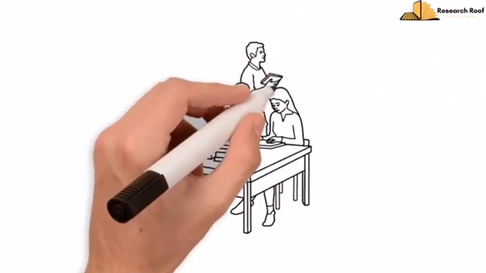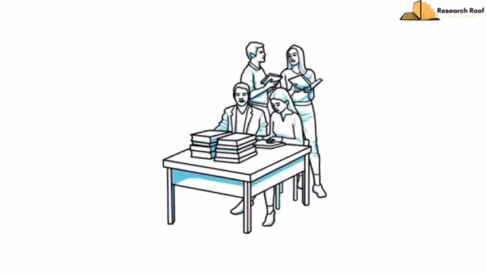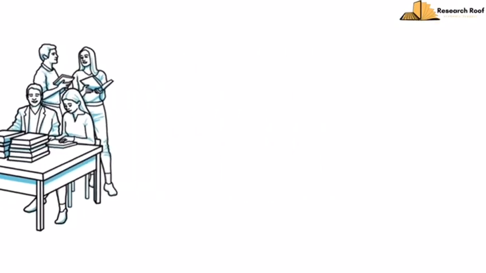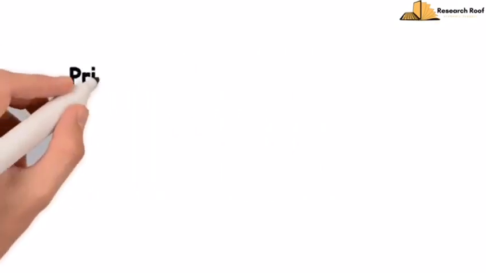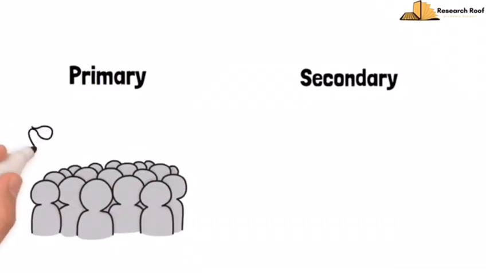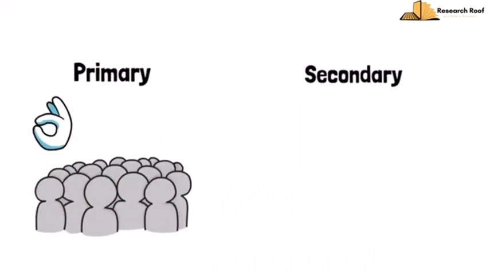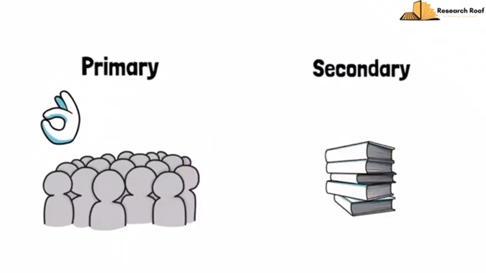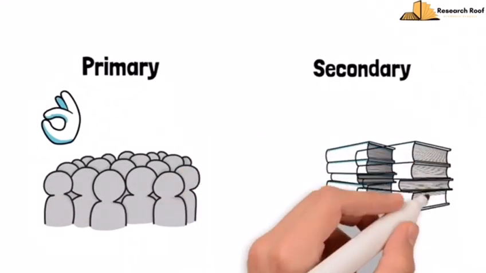Conducting research can be daunting. There are a few distinctions that can help make it easier. First and foremost, research can be either primary or secondary. Primary research generally involves gathering data directly from research subjects and requires ethical approval. Secondary research involves gathering data that already exists.